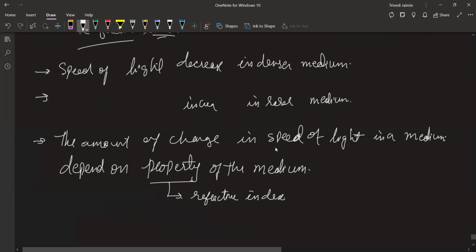So what is refractive index actually? It is a quantity, a calculative measure of how much the speed changes when light enters from one medium to another. So we can say it is a measure or a calculation of this. What I'm writing here is not for the definition part, it's just for understanding.